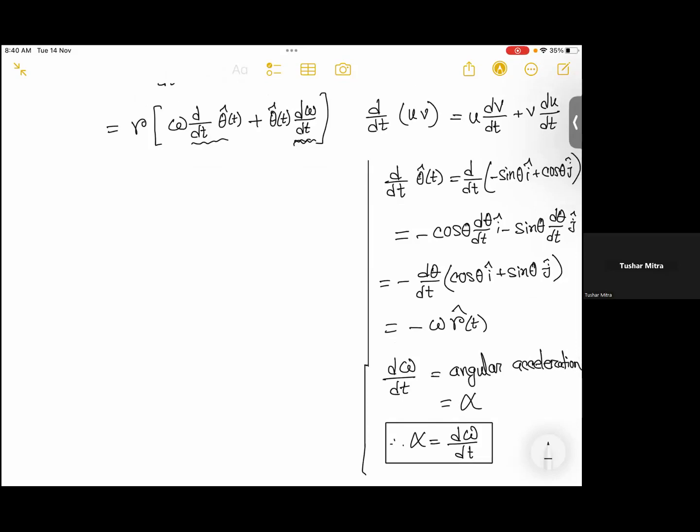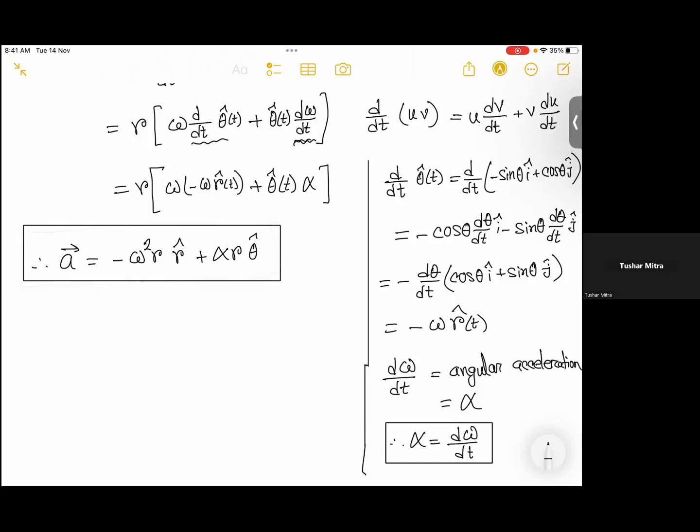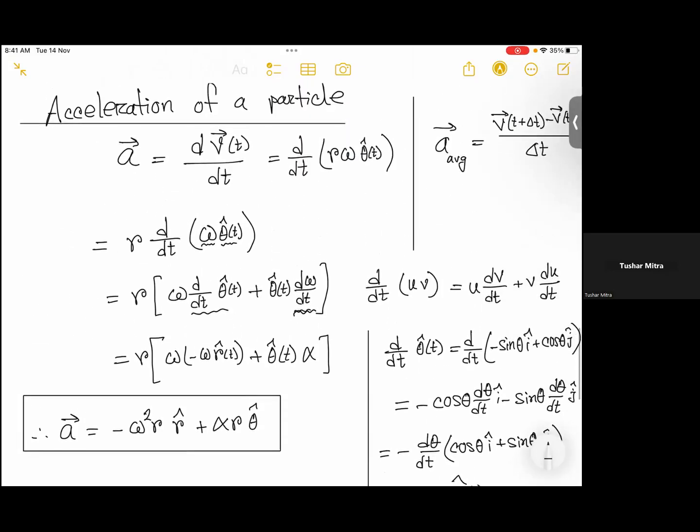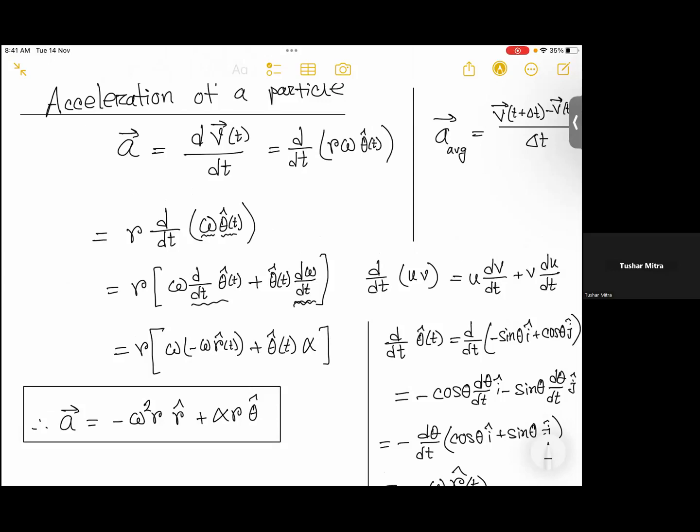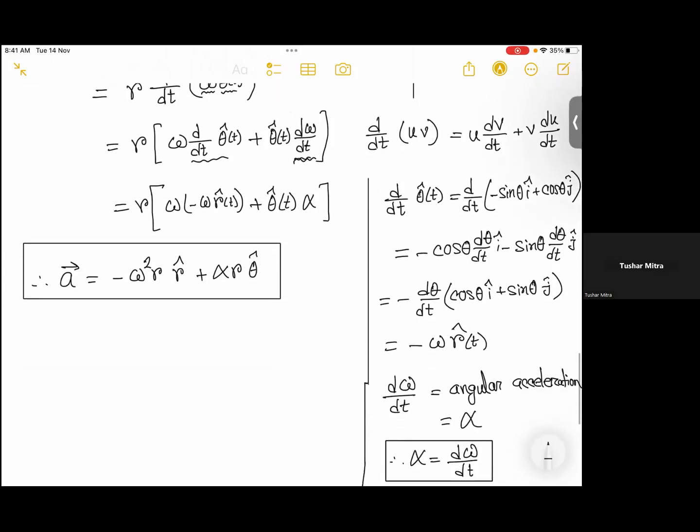So that means this is r into omega into minus omega r hat plus theta hat of t into alpha. So finally, our acceleration is basically minus omega square r hat plus alpha r theta hat. I'm just not writing theta hat as a function of time and r hat as a function of time to save the complications. So this is the final form of our acceleration, and you see how this actually came about. After all these calculations, we find that acceleration is minus omega square r hat plus alpha r theta hat.